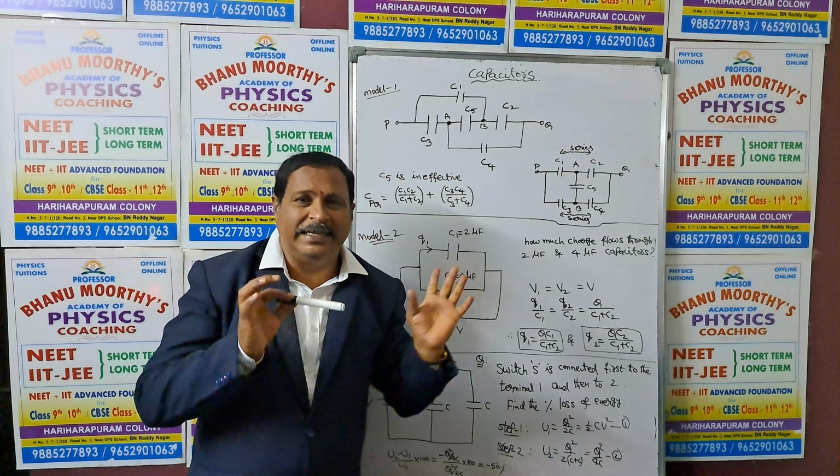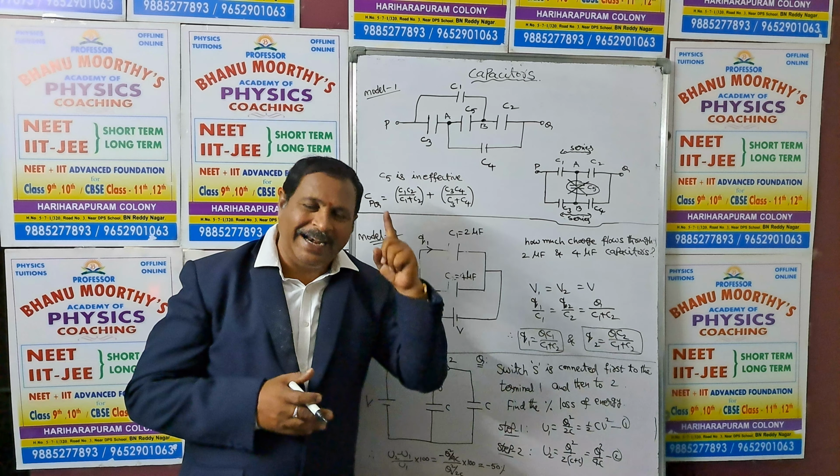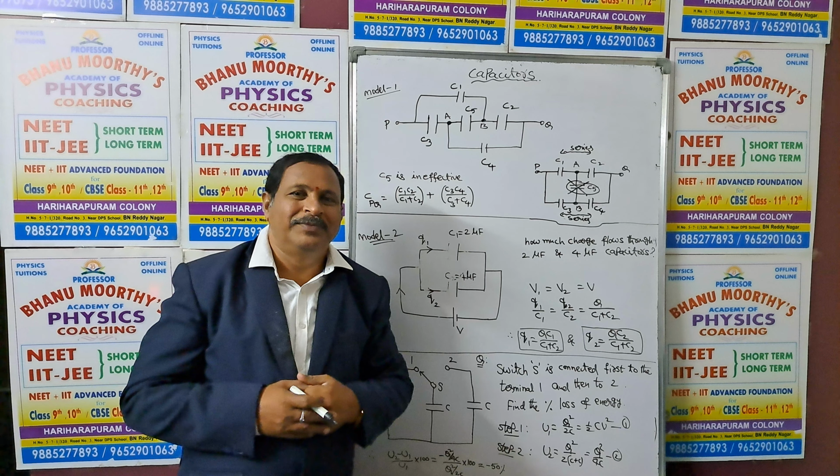Then the effective capacity: these two are in series, so C1 C2 by C1 plus C2. These two are in series, C3 C4 by C3 plus C4. Now these two are connected in parallel, so this one plus this one. So my dear students, this is the method. It looks like a Wheatstone bridge in current electricity. 5 resistances will be there; here 5 capacitors are there. So almost looking like that.